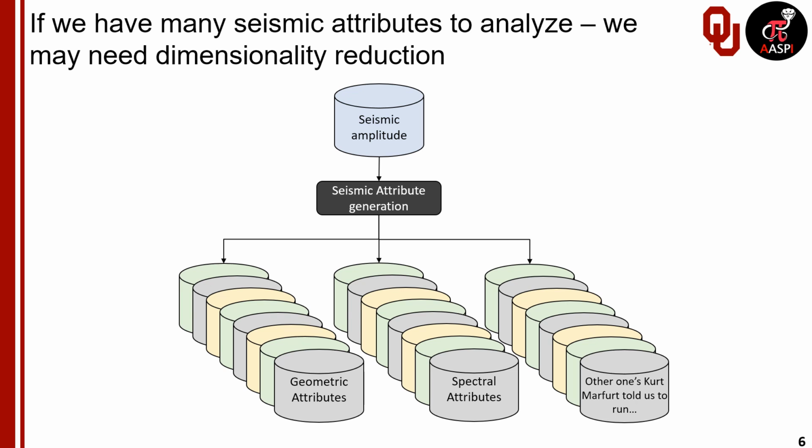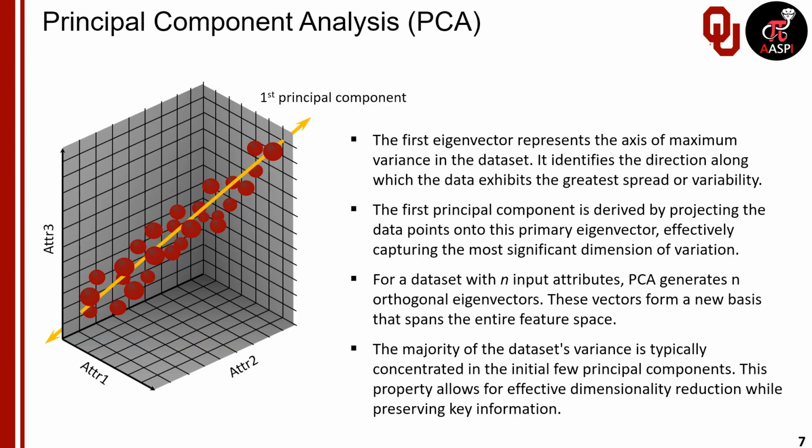And then we've also got all those other ones that Kurt Marfurt was like, oh, you should try running these too. So we may have dozens of attributes that we want to look at, but then consolidate into one image to help us interpret. And so we'll be using a method here called principal component analysis. What this does is you can imagine, if we're working in 3 dimensions, we've got 3 attributes, and we've plotted all these XYZ points. And what we do is we break them down into the eigenvector, which represents this axis, this yellow arrow that we're showing on the left, of maximum variance in the data set.